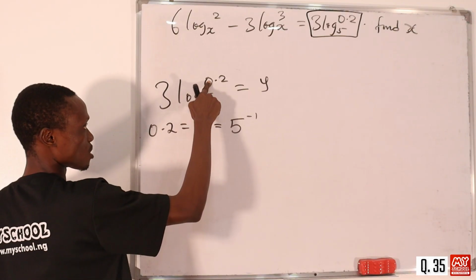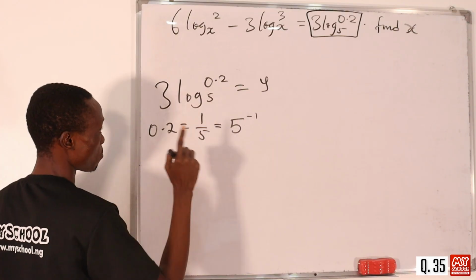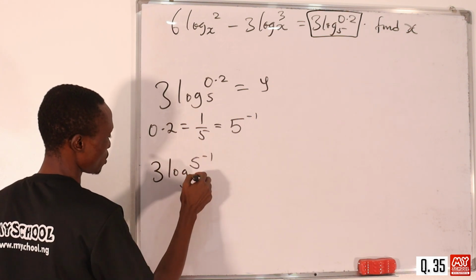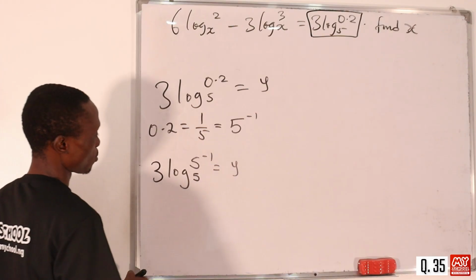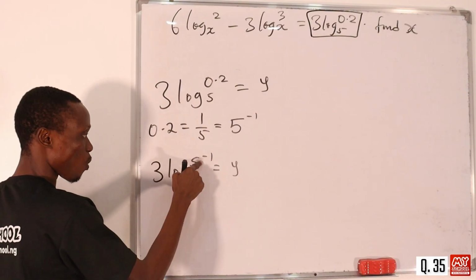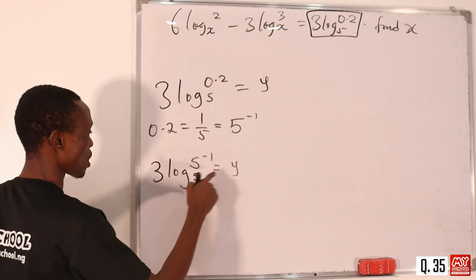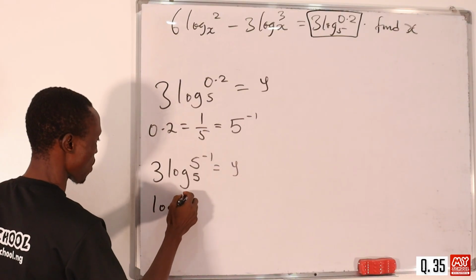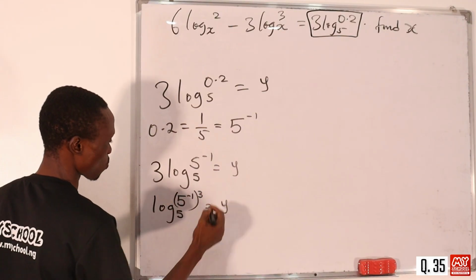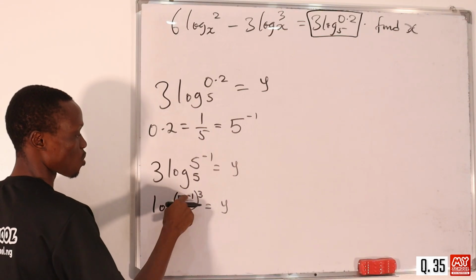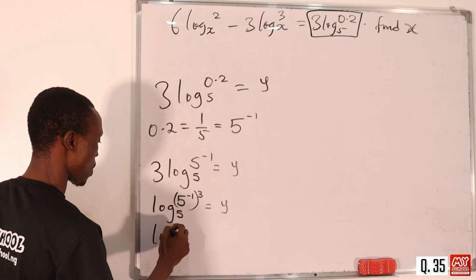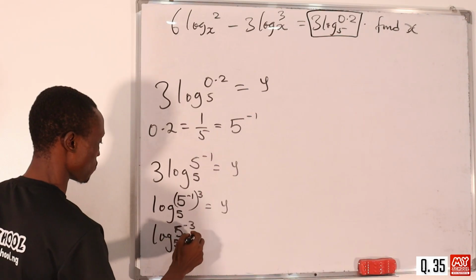Okay, so in place of 0.2, we are going to be using 5 raised to power minus 1. So here we have 3 log 5 raised to power minus 1, base 5, equals y. Now remember, according to the laws of logarithm, this 3 here is actually the power of this 5 raised to power minus 1. So we can rewrite this as log of 5 raised to power minus 1 in bracket, raised to power 3, base 5, equals y. Remember the law of indices: when you have two powers like this, they multiply each other. So this is also equal to log 5 raised to power minus 3, base 5, equals y.